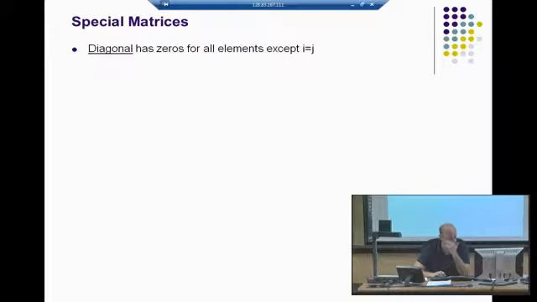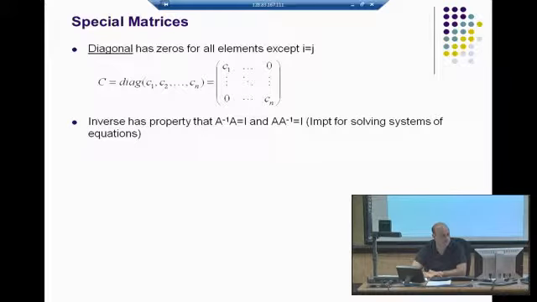Some special matrices continued. A diagonal matrix is one that has zeros everywhere except on the main diagonal. So if I is equal to J, so the row and the column, you've got main diagonal terms, but everywhere else you've got zeros. That's a diagonal matrix, so of course, right? We know that. There's a Matlab command that allows you to do that, the diag command.